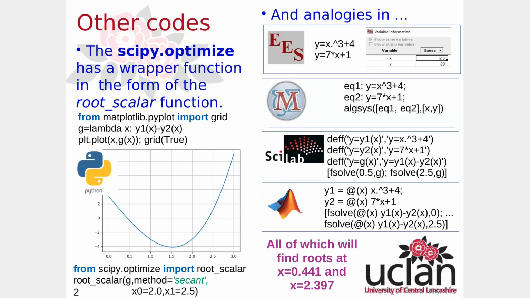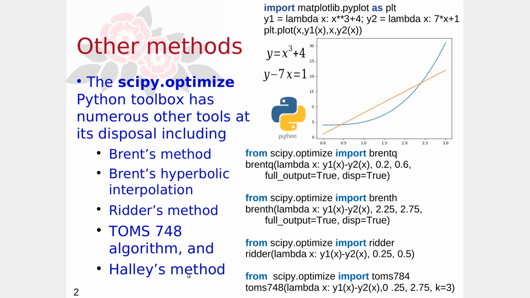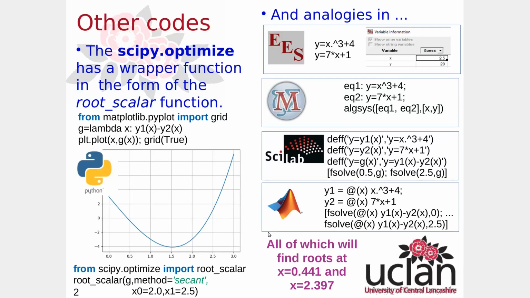And in MATLAB, again, relatively simple, we use the @ symbol to invoke the lambda. So it's @ of x, and then we'll solve. And again, I've done this on the fly, in an analogous manner to what we did previously when we invoked these other methods using the SciPy optimize routines, just to show you that it's possible in MATLAB. All of these will find the roots accordingly. That's 0.441 and 2.397 to 3 decimal places.